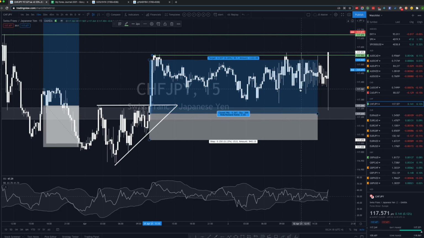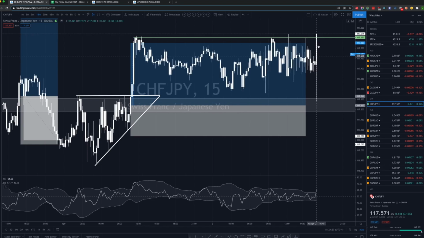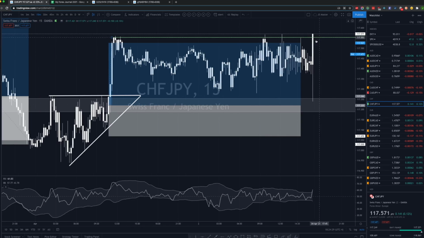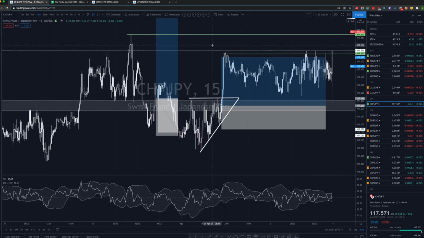And I'm happy I did, because afterwards all we had was massive indecision, and then we had this crazy candle here that closed off the day on Friday. So I'm happy I wasn't part of that. So that was that trade. It's an okay trade. I'm happy with it.